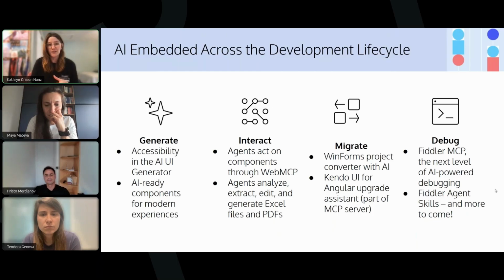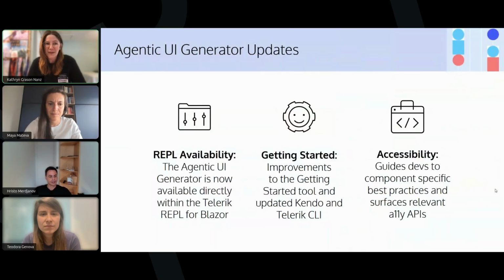Migration helps you do all the difficult migration work with the assistance of AI, right? So we have things like our WinForms converter with AI and the Kendo UI for Angular upgrade assistant, which is part of the MCP server there. And finally, debugging. Fiddler MCP has new AI-powered debugging and agent skills with lots more to come there. All that said, let's start digging into the improvements to our AI workflows, starting with the Agentic UI Generator updates.